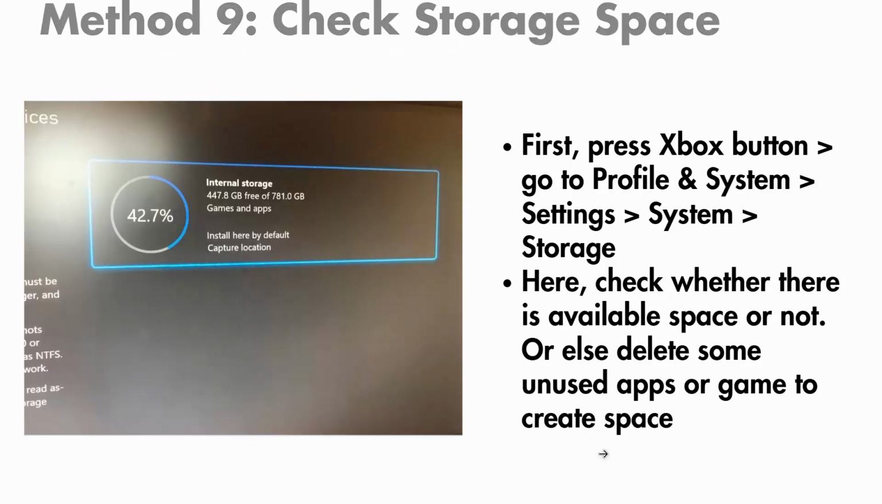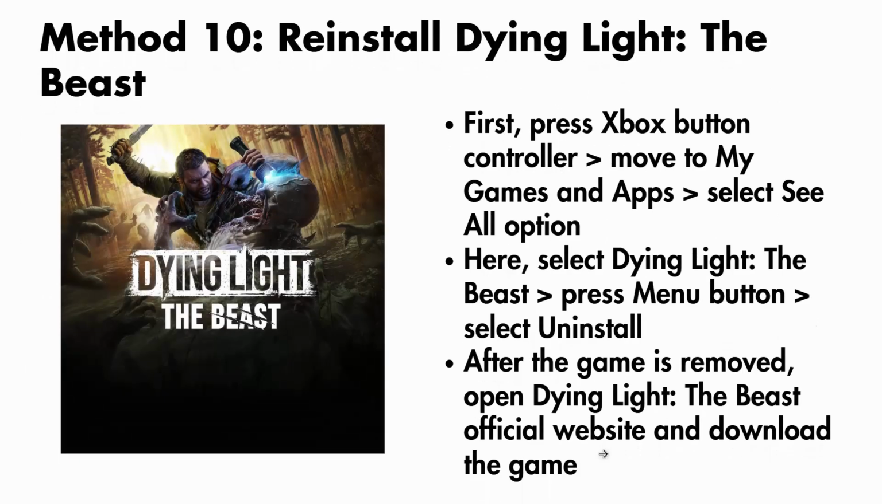If not, the next method is to reinstall Dying Light: The Beast game. For that, press the Xbox button on the controller, then move to My Games and Apps, select the See All option. Here select Dying Light: The Beast game, press the menu button, then select Uninstall. After the game is removed, open the Dying Light: The Beast official website, download the game and then check if the problem is resolved.